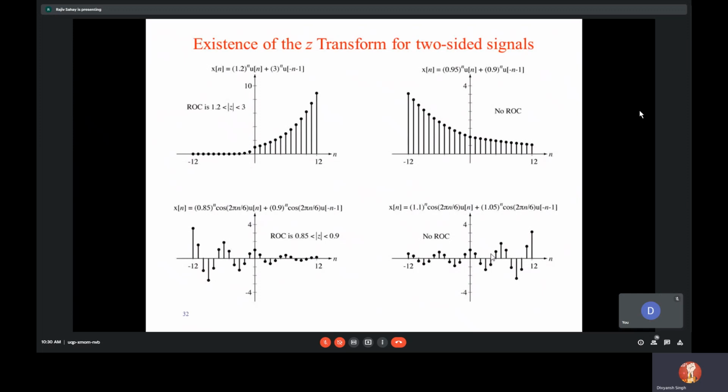Okay. What about the Fourier transforms? What about the DTFT?